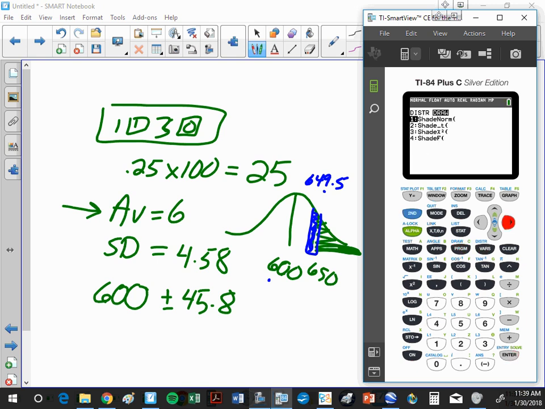Now I shade norm, and I want to go from 1.08 to 5. Before I hit enter, what should the answer be close to, just in your head? So 68 is the middle, which means you have 32 on the edges. So about 16. The right edge should be about 16. Is it going to be bigger than 16 or smaller than 16? Bigger because we're closer to the middle.